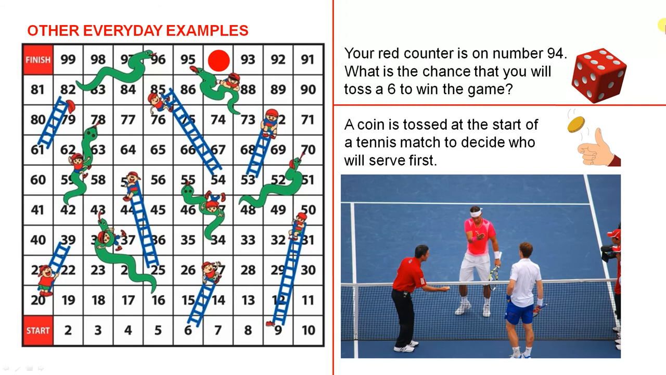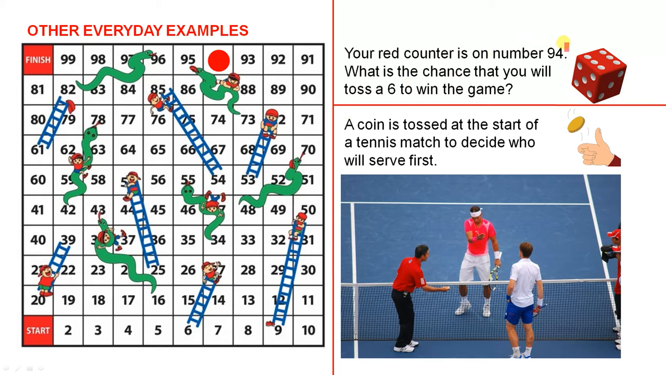Other everyday examples. Now here's a very popular game which a lot of people play around the world, called Snakes and Ladders. If you land on the head of the snake, you have to go down. If you land on the bottom of the ladder, you go up. So that's a game of chance, depending on where your counter lands.